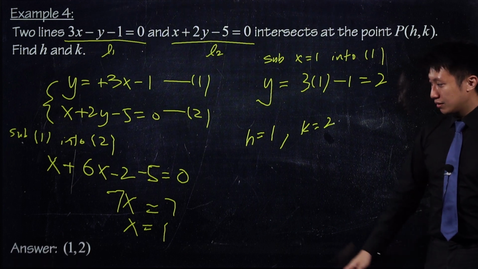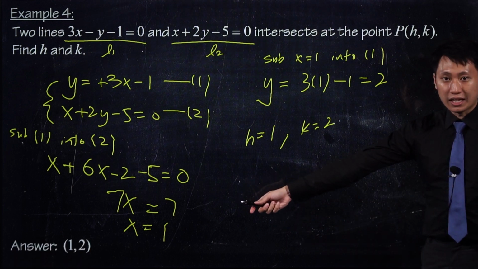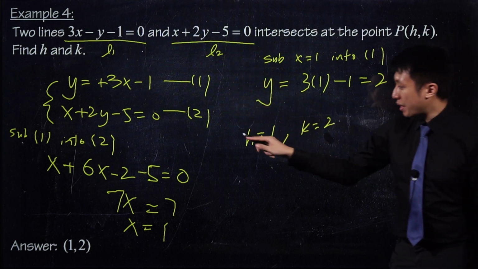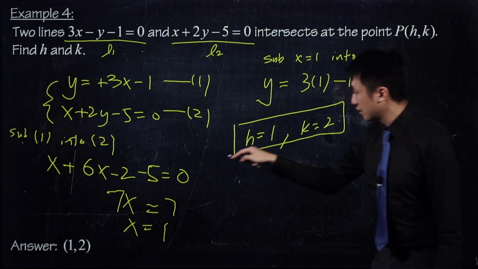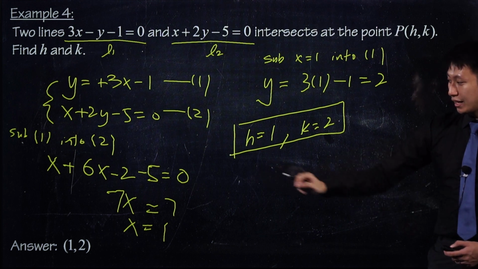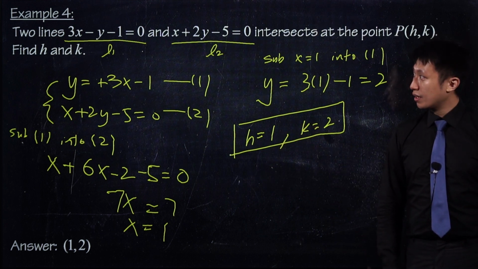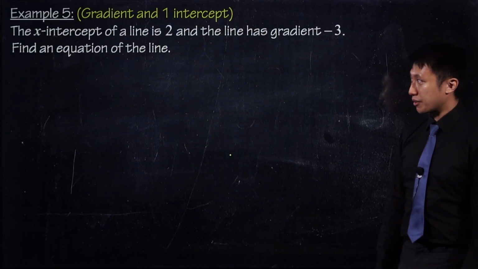Okay, check my answer. Is it correct? Yes. Okay, here I say find h and k. It's better that you write this one. That's 1 and 2, 1 and 2. Okay, no problem. Great. So let's see the next one.